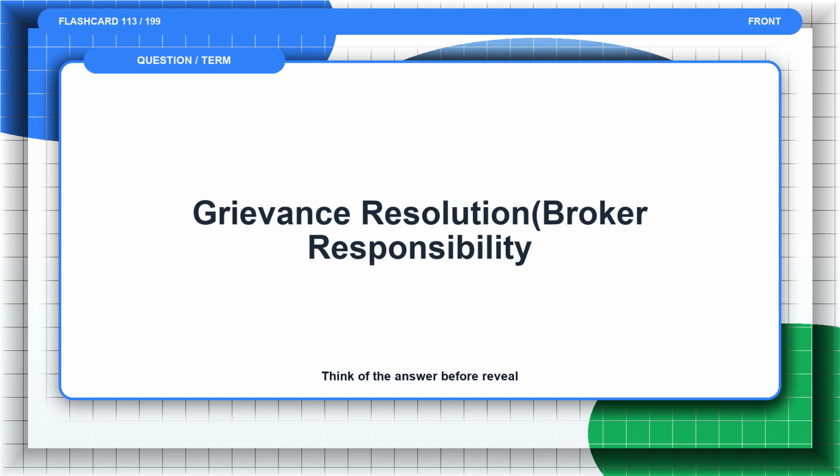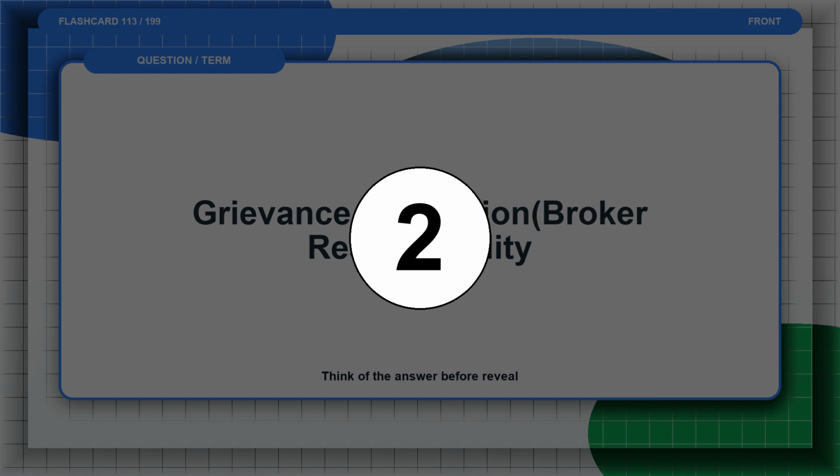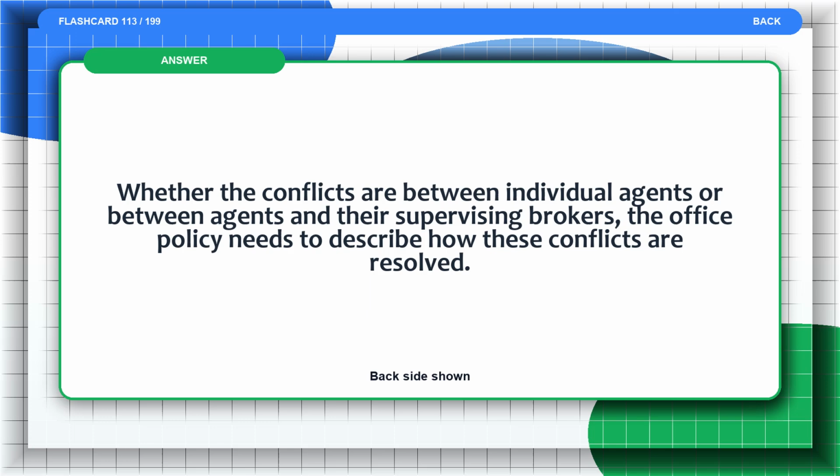Flashcard 113. Grievance resolution broker responsibility. Pause and think of the answer before the reveal. The answer is: whether the conflicts are between individual agents or between agents and their supervising brokers, the office policy needs to describe how these conflicts are resolved.